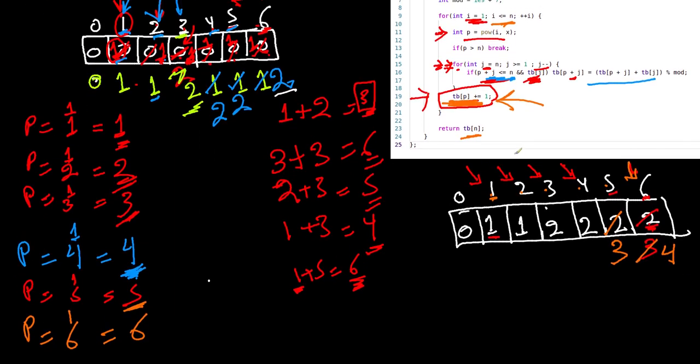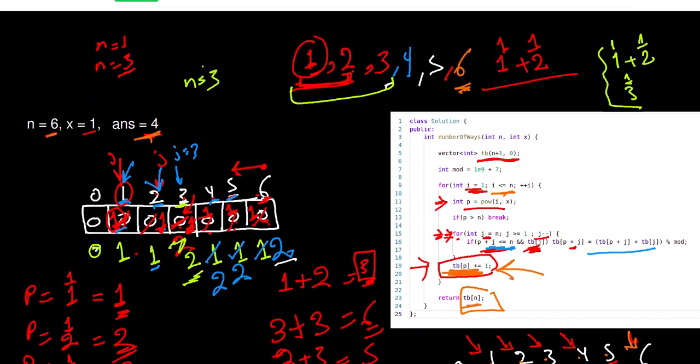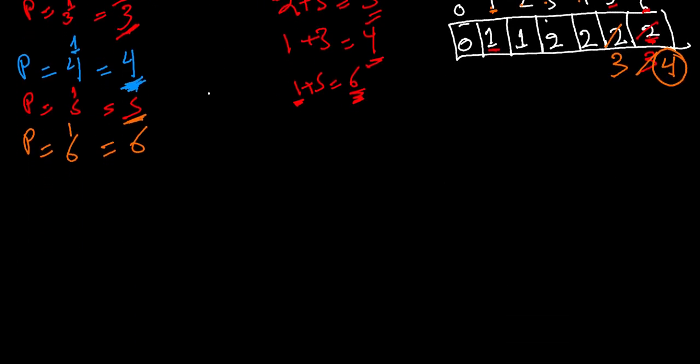Now at the end we return the value at TB of n. So TB of 6 is 4, and that will be the final answer. That means there are 4 ways to form the value 6 using these 6 numbers.